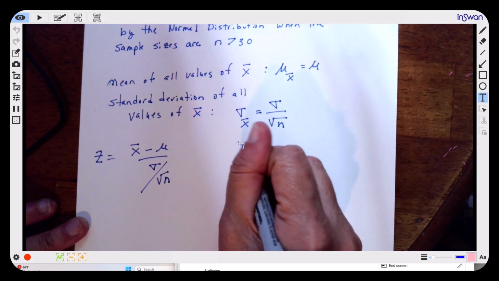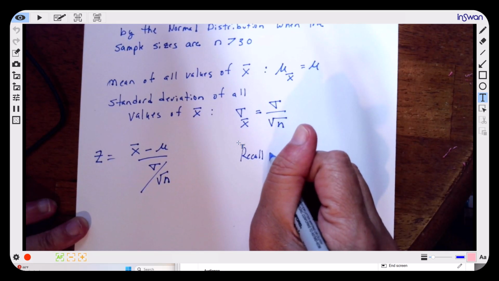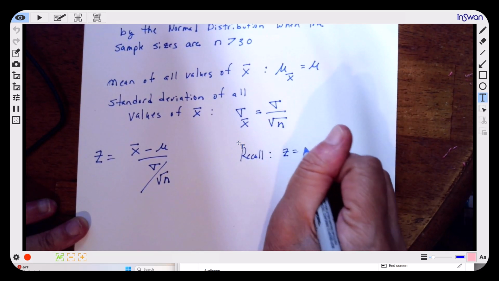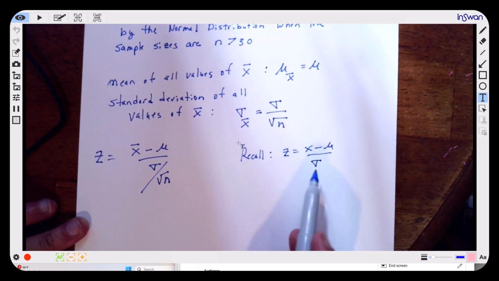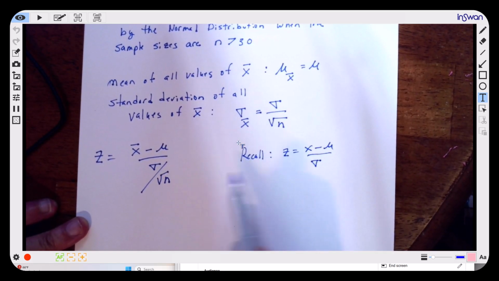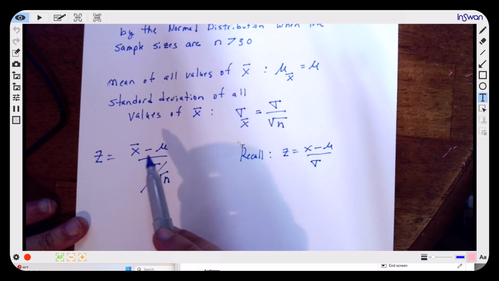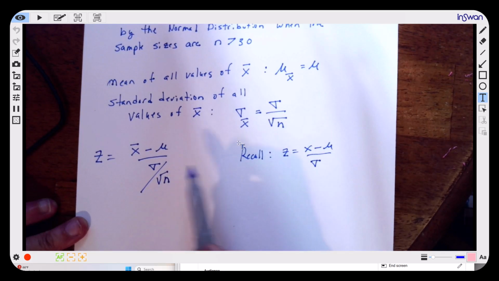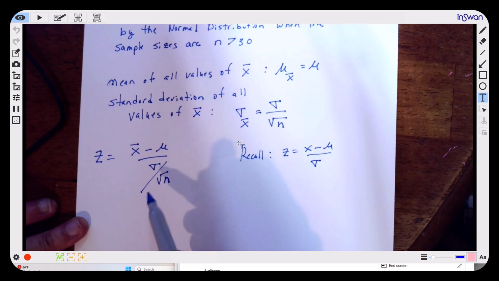So just recall, for the normal distribution, z is equal to x minus mu over sigma. So let's look at the differences here in chapter 7. Instead of x, we've got x bar, the sample means. Mu stays the same, and sigma, but we've got to divide by the square root of n.